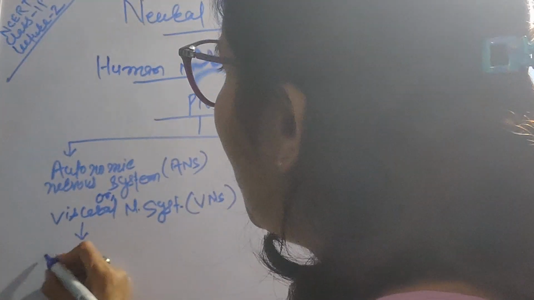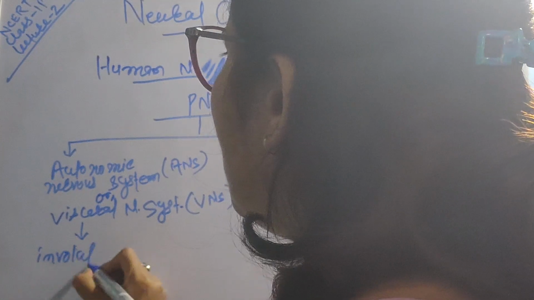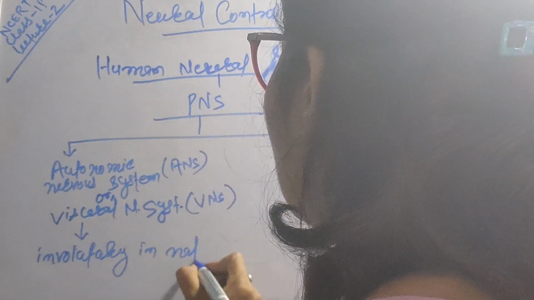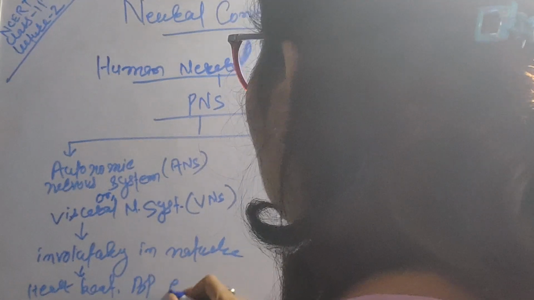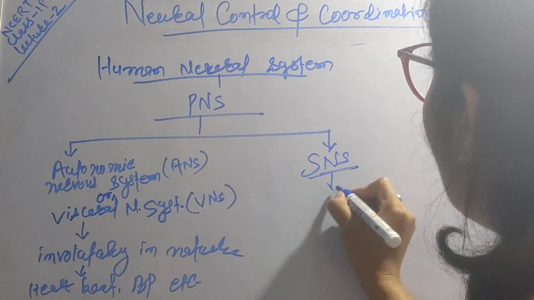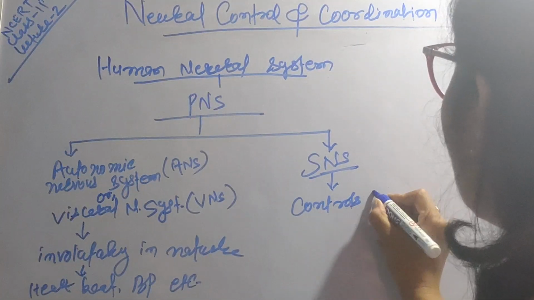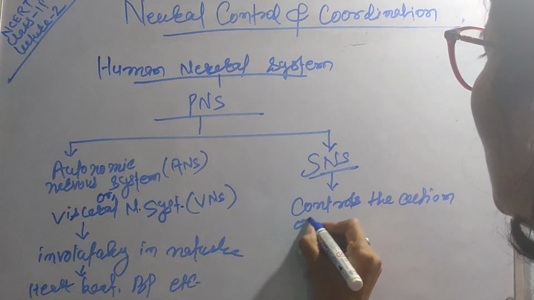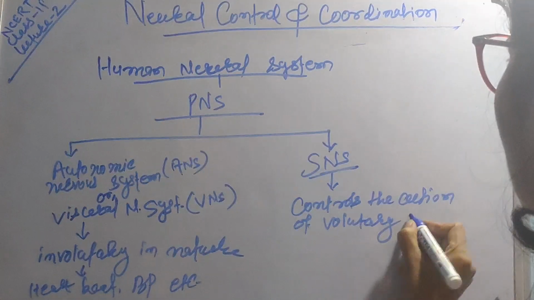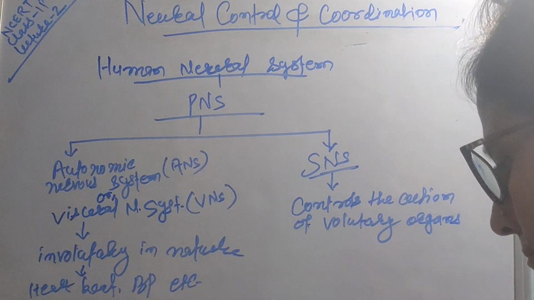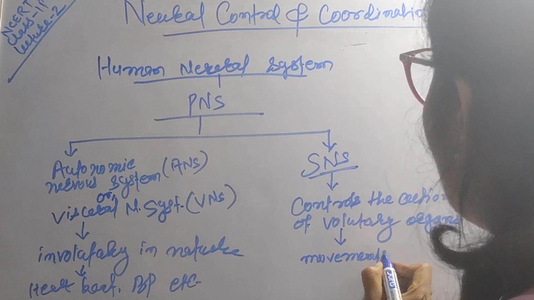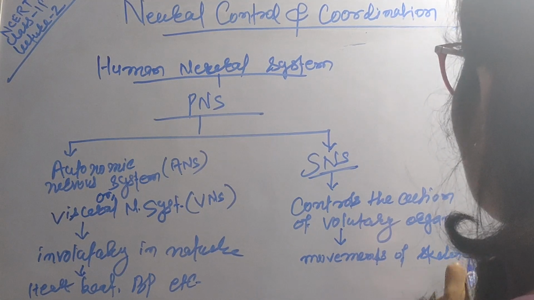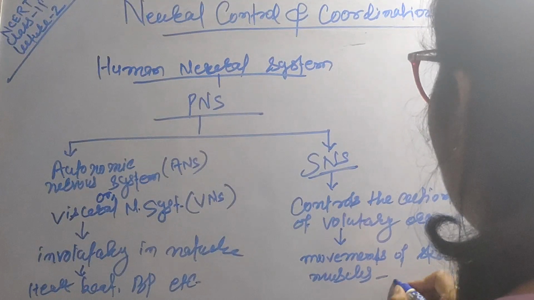All the autonomic nervous system is involuntary in nature, that is, it controls the actions of involuntary organs like heartbeat, BP, etc. SNS or somatic nervous system controls the action of voluntary organs, that is, movements of skeletal muscles, that is limbs, etc.